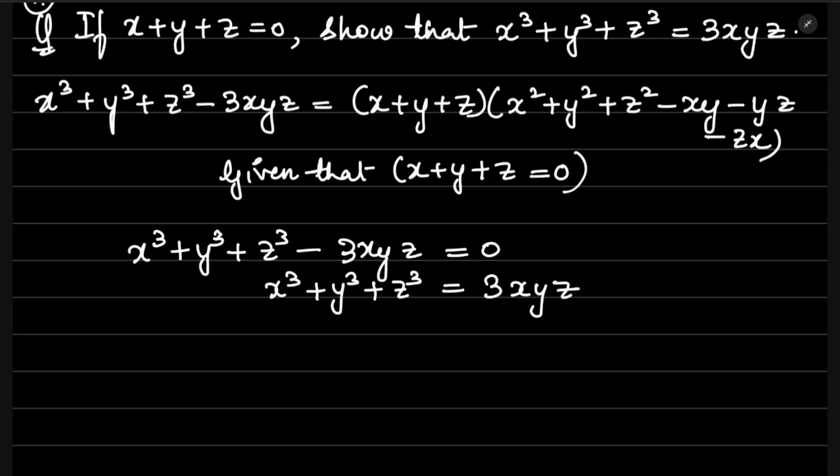So this is something which you have to remember. Always remember, whenever you have x, y, z, if you add them up and you get 0, then x cube plus y cube plus z cube is equal to 3xyz.